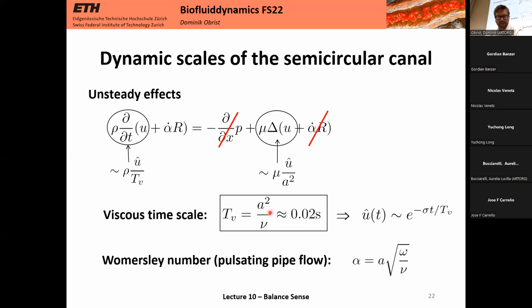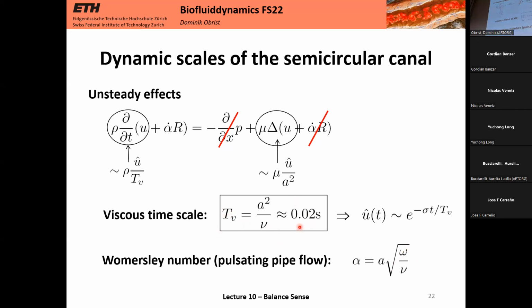And if we look at this a² over ν, and here we have a time scale, and if we bring it to the left-hand side, we have 1 over time, which is like a frequency. We start realizing that this formula looks a little bit like a Womersley number, or Womersley number squared. If we square this, we have an a², like here. We have a ν, okay? And we have a frequency on top, and if we bring the frequency to the left-hand side, we get a time scale. So this viscous time scale, what is this?